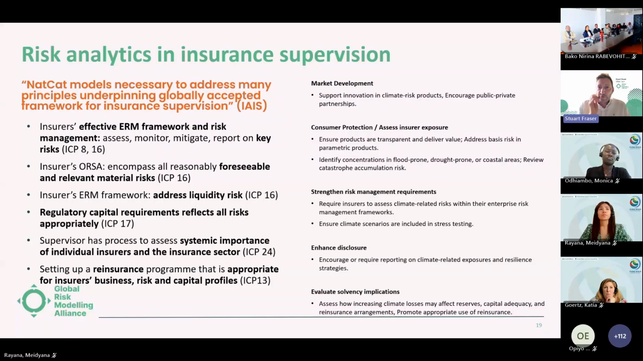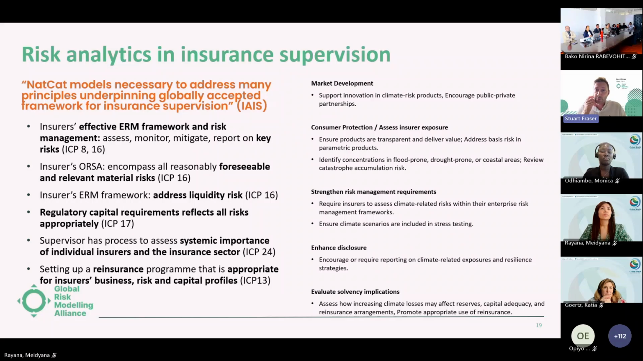Specifically for insurance supervision, because I know we've got lots of supervisors on the webinar today. There's a lot on this slide. I think just the key highlight is that the IAIS, International Association of Insurance Supervisors, has published a lot of information recently on the importance of climate risk in supervision. And I just called out this quote that natural catastrophe models are necessary to address many of the principles underpinning the framework for insurance supervision.